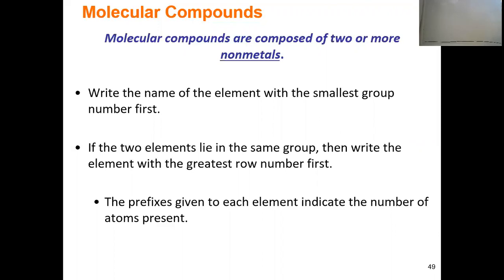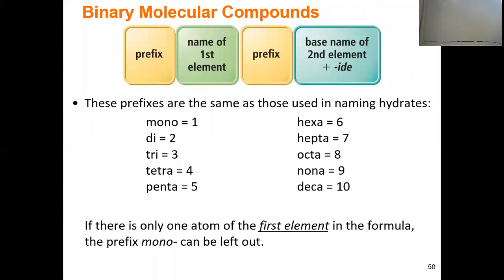If you have two elements that are in the same group, then you're going to write the element with the greatest row number first. And the prefixes that we're going to write are going to tell us how much of each element is present. Okay, the number of atoms present of a given element in a compound. So these are the prefixes that we're going to use to indicate that. Thank goodness they are the same prefixes as we were looking at in the hydrates section, so that's nice.